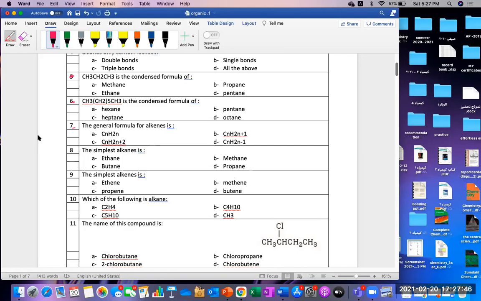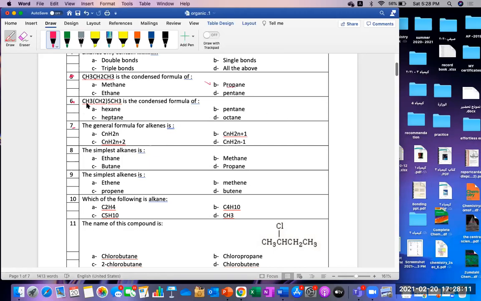Okay, let's discuss. For 5, we have CH3, CH2, CH3, which is a condensed formula, so you only need to count the carbons. 1, 2, 3, so you have 3 carbons, so it should start with prop. So this one will be propane, that's it. You only need to count the carbons, and it shows the beginning, so it will be propane.